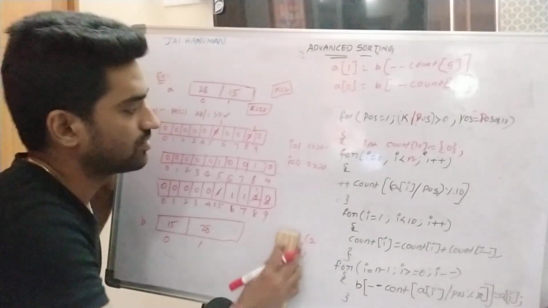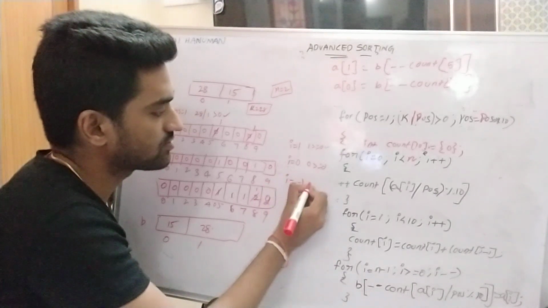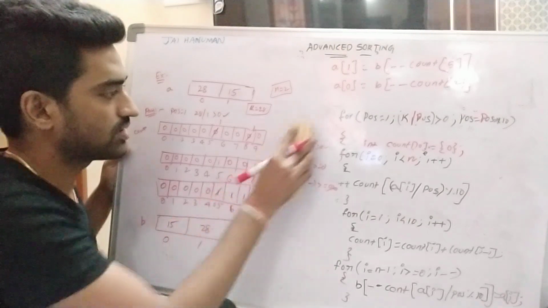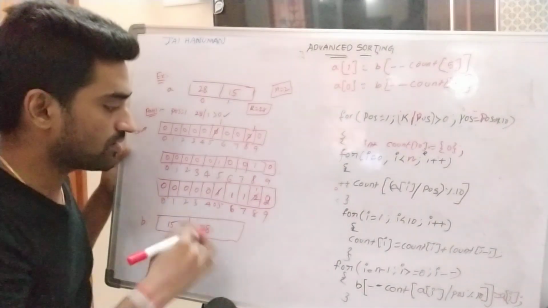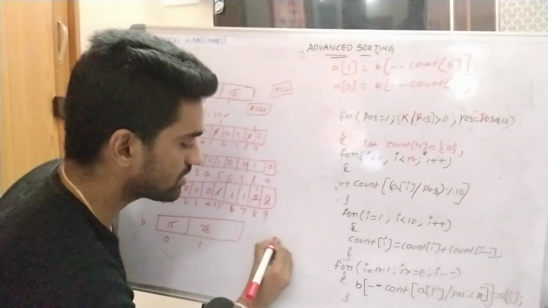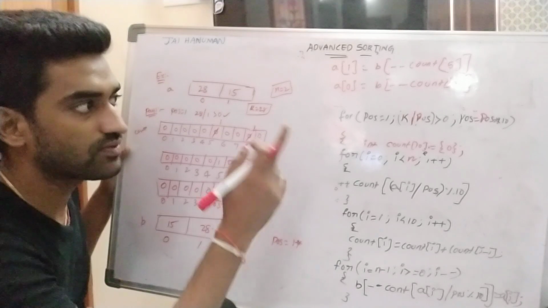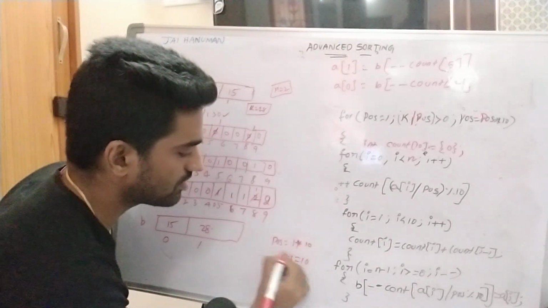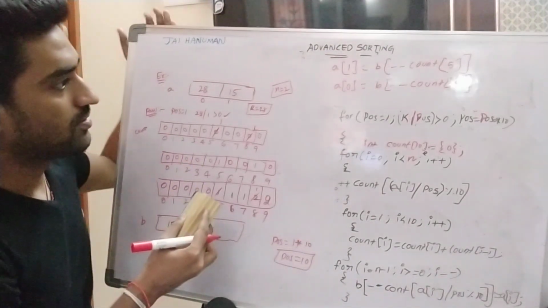Fine. After completion of this, I is decremented by 1. So I is equal to minus 1. Minus 1 greater than or equal to 0: the condition fails, so that's why we terminate the loop. Now this is the input array for pass 2. After completion of the entire operation, position is equal to 1 into 10, so initially the position value is 1, into 10. Now the position value becomes 10.